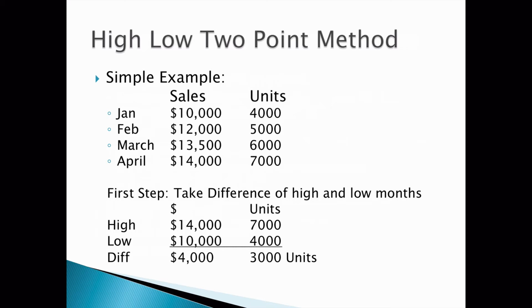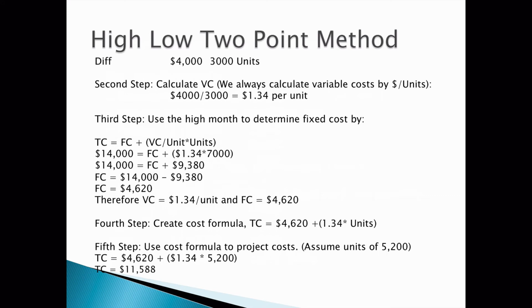One thing I want you to always remember is that we always have dollars over units as our fraction, if you will. So it's 4,000 divided by 3,000, and the answer is $1.34 per unit. So the variable cost of this example is $1.34 per unit.